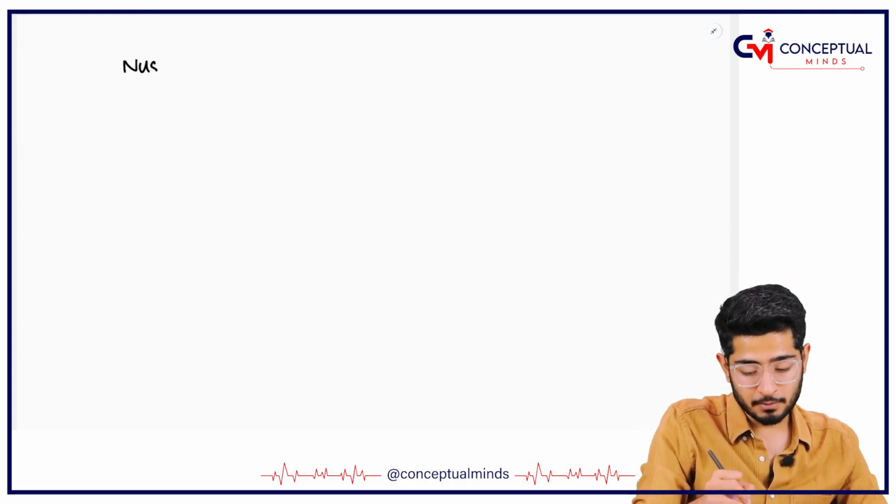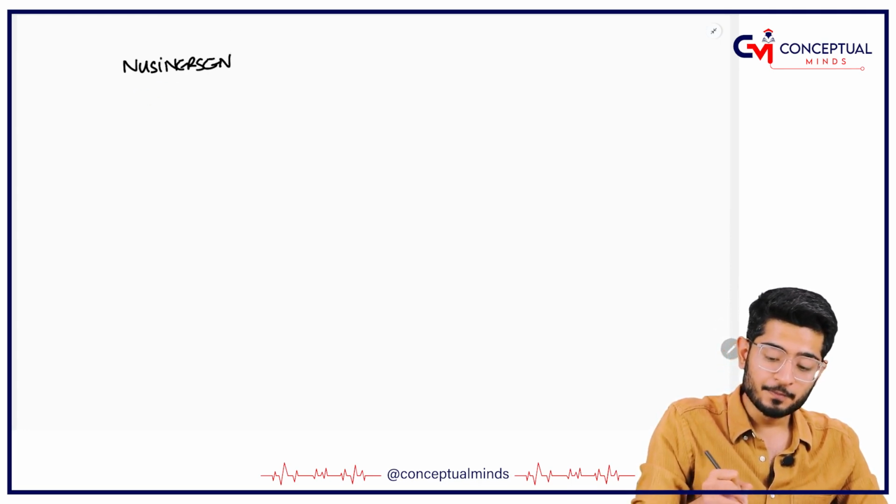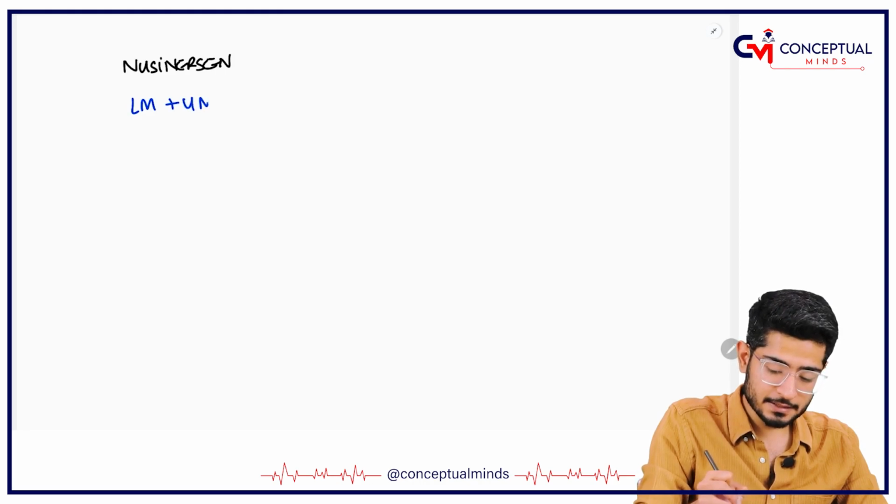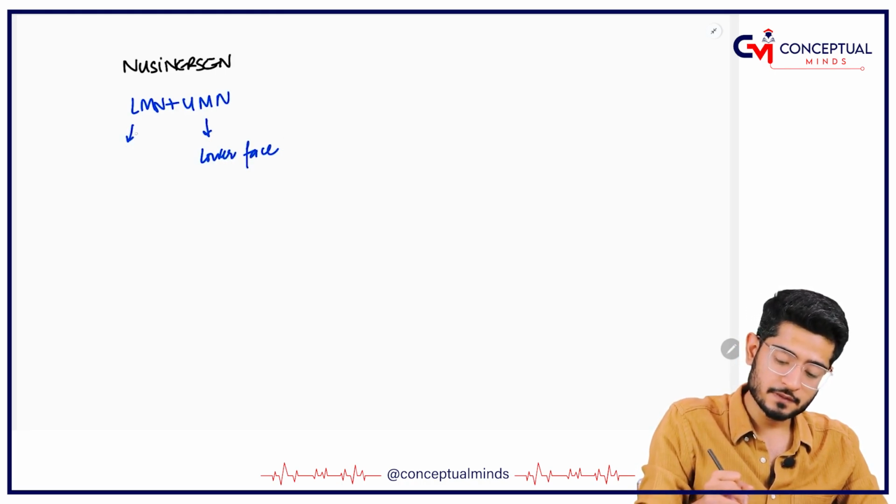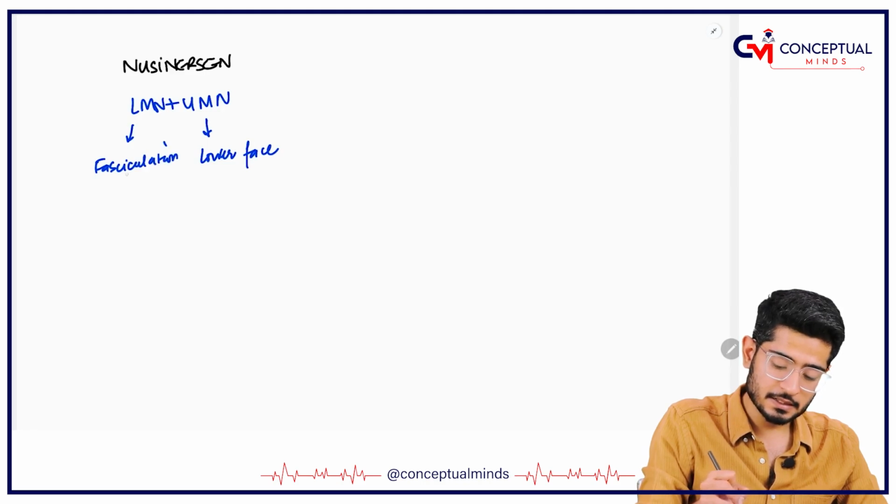Please don't forget about nusinersen. This is important, and please don't forget about the LMN plus UMN paralysis. I have told you that the lower face is going to get involved in LMN. Of course, features like fasciculations, weakness, the DTR loss, everything is going to be counted in this.